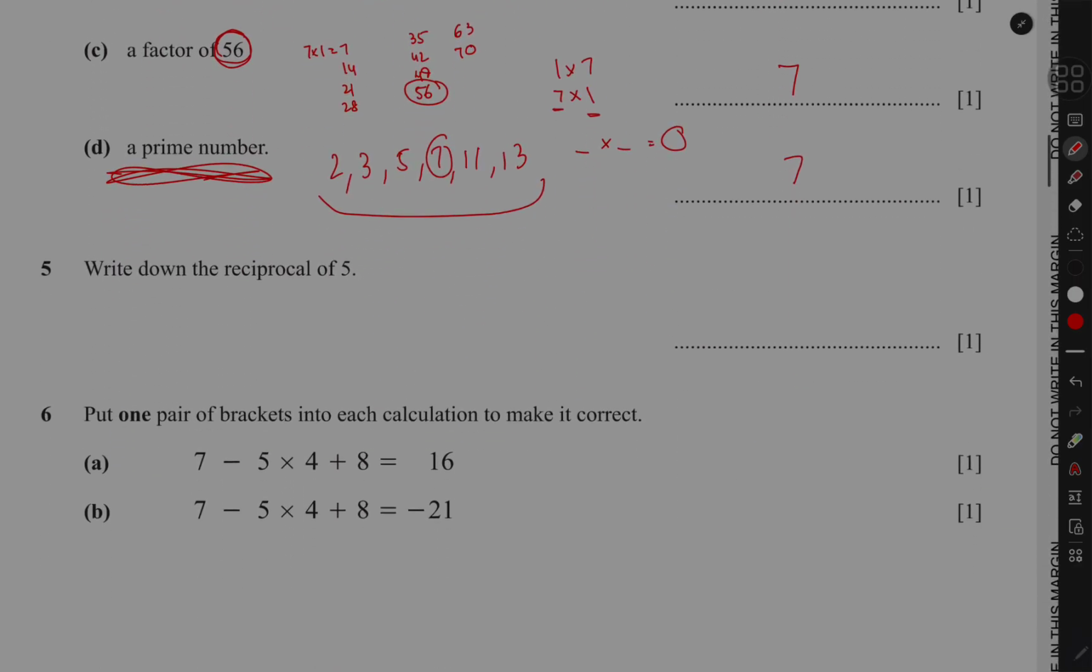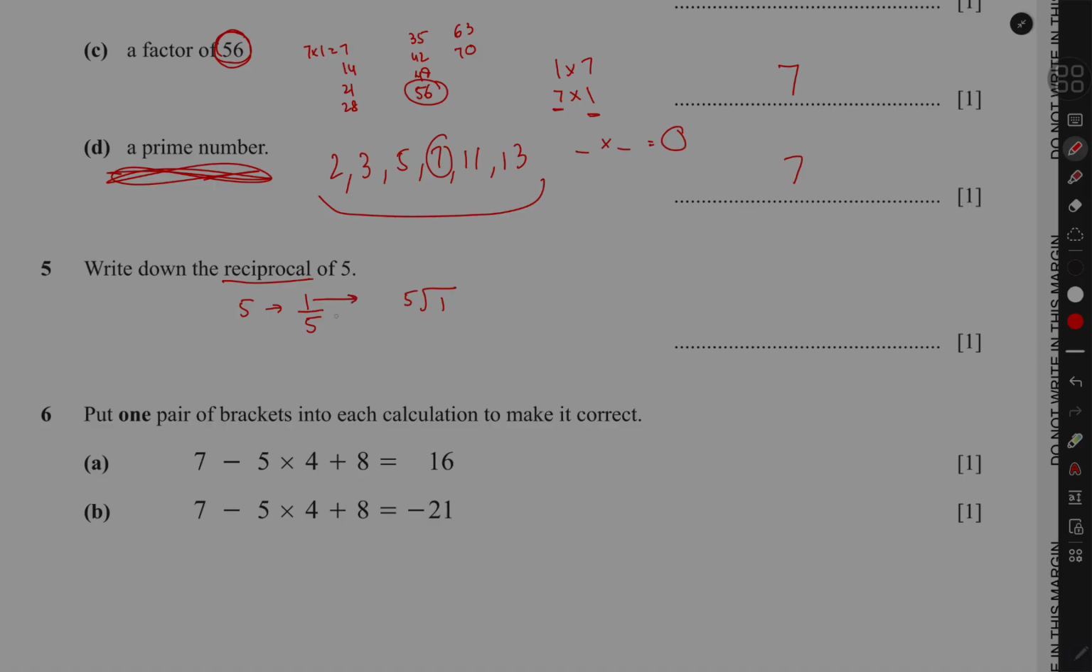Okay? Write down the reciprocal of 5. So reciprocal just means this is 5 and the reciprocal of it would be 1 over 5. That's it. Or if you want to go the extra mile, what you can do is 1/5 is you can divide.